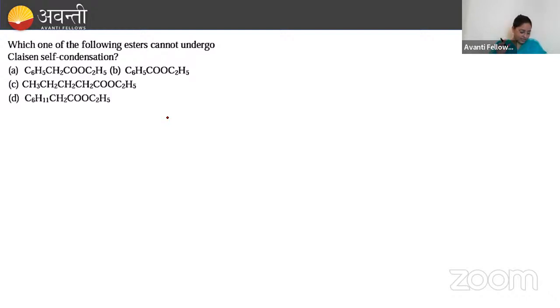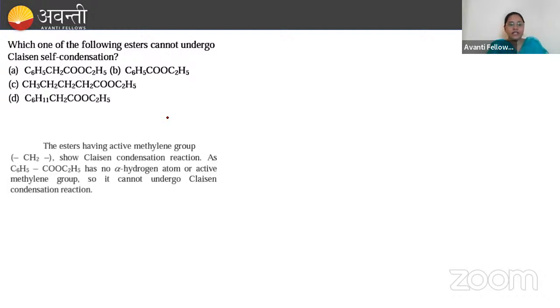Next problem: which of the following esters cannot undergo Claisen self condensation? So can you tell me the answer here? Yes. The ester having a methylene group shows Claisen condensation reaction. Just now we have seen. So the compound that doesn't contain an alpha hydrogen atom, that compound is option B. That's why it will not undergo self condensation. For Claisen condensation, the primary thing is that it should contain alpha carbon atoms. अल्फा कार्बन के पास अल्फा हाइड्रोजन एटम्स प्रेजेंट होने चाहिए, यहाँ पे नहीं है.